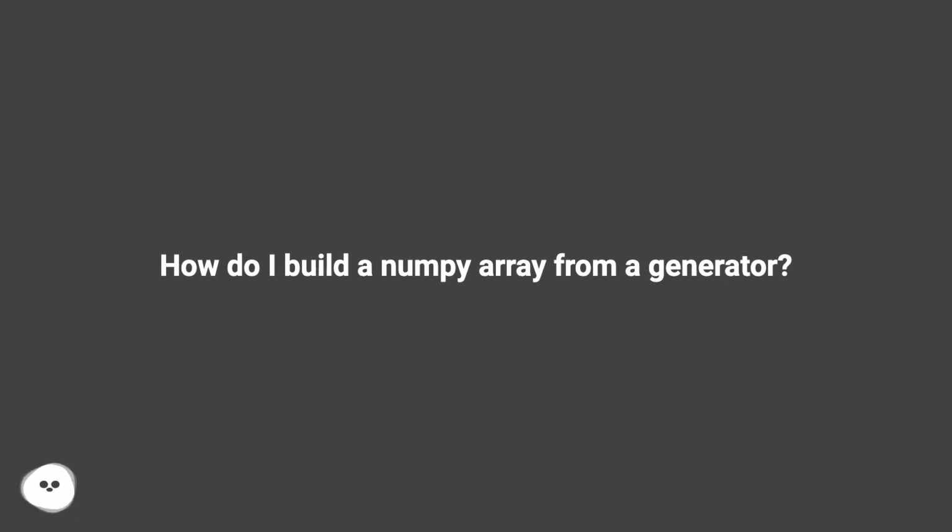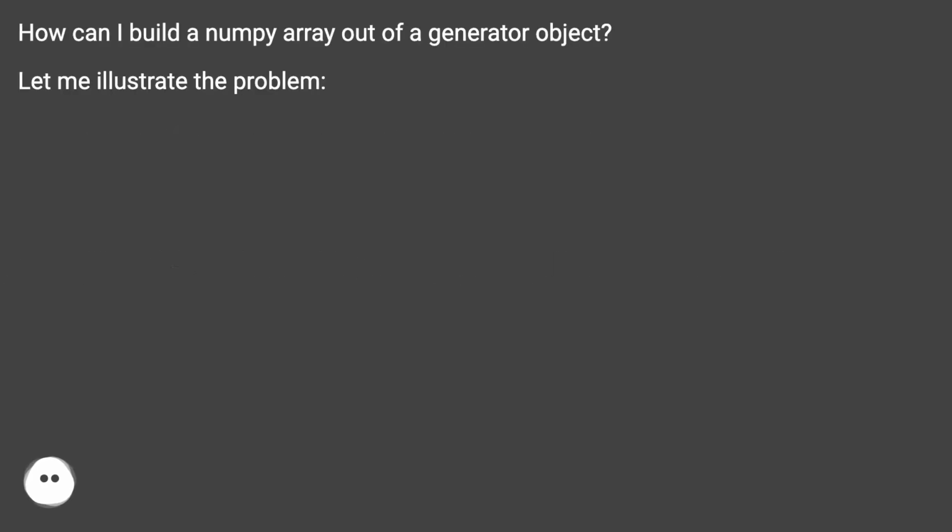How do I build a NumPy array from a generator? How can I build a NumPy array out of a generator object? Let me illustrate the problem.